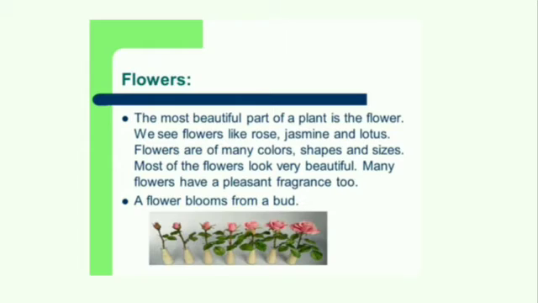Flowers. Flowers are the most beautiful part of a plant. We can see different types of flowers like rose, jasmine, lotus. Flowers are of different colors, shapes, and sizes. Most of the flowers look very beautiful. They grow from buds. Some flowers change into fruits.